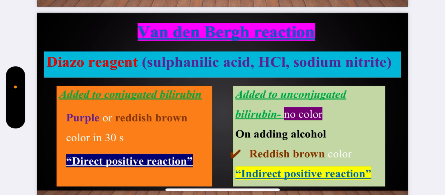But when the same compound is added to unconjugated bilirubin, initially we won't get any color. But after the addition of alcohol, a reddish brown color appears. This type of reaction is called an indirect positive reaction. This Van den Berg reaction is very important in the classification of jaundice, or we can say in discussing the types of jaundice. We'll discuss all these types here.